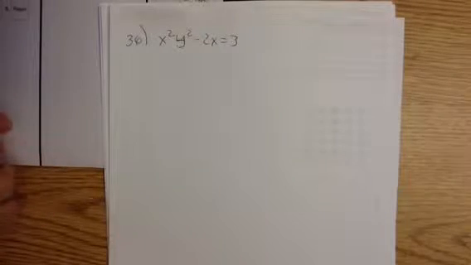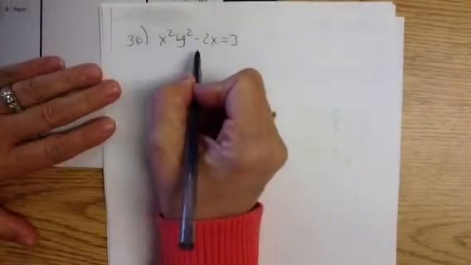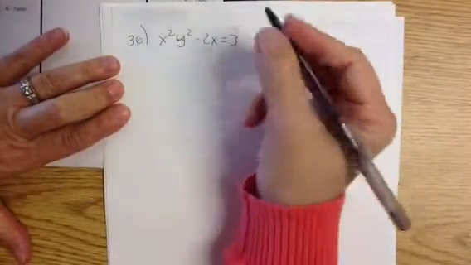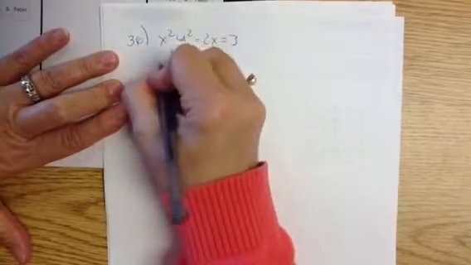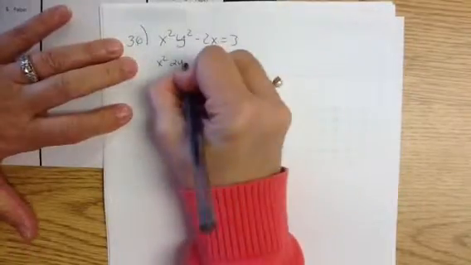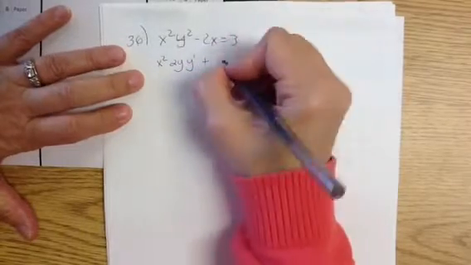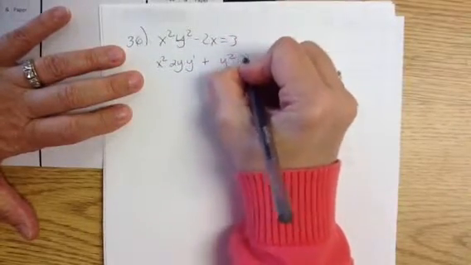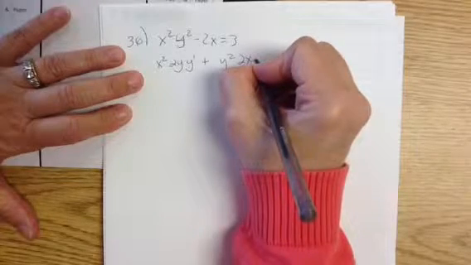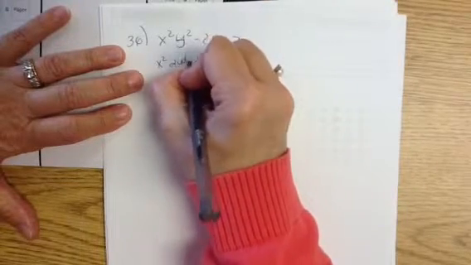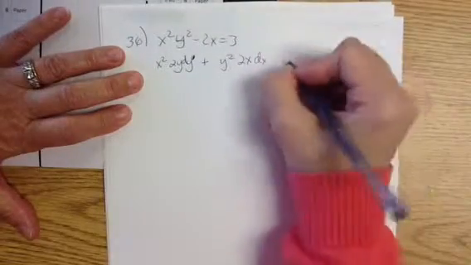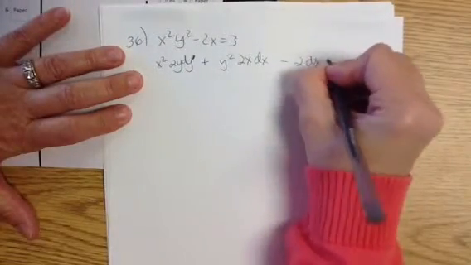Number 36. It tells us to find the second derivative in terms of x and y. The easiest way to do this, because remember we're doing it implicitly, is to write it out like this, and now we're going to take the derivatives. This is a product rule. So 1 d2 plus 2 d1 minus 2 dx equals 0.